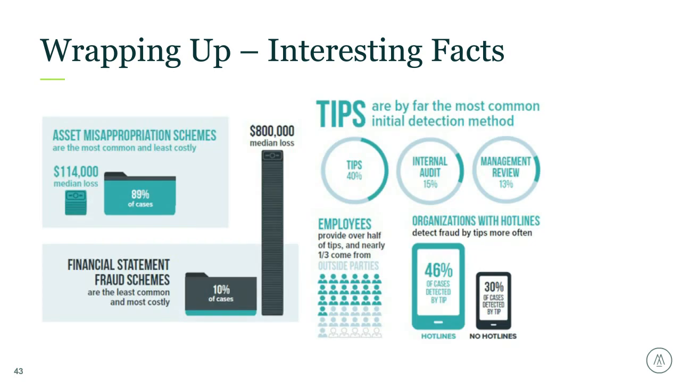And one thing that stands out on this next slide is that tips are by far the most common detection method at 40%, with employees providing more than half of all tips in fraud cases. Also, organizations with fraud hotlines detect fraud by tip 46% of the time, compared to just 30% of the time when fraud hotlines aren't present. This is really shown to be an effective tool at detecting fraud and stopping it before the impact to the governmental entity becomes even larger, over the median span of 16 months that some of these things can go on until they're detected.